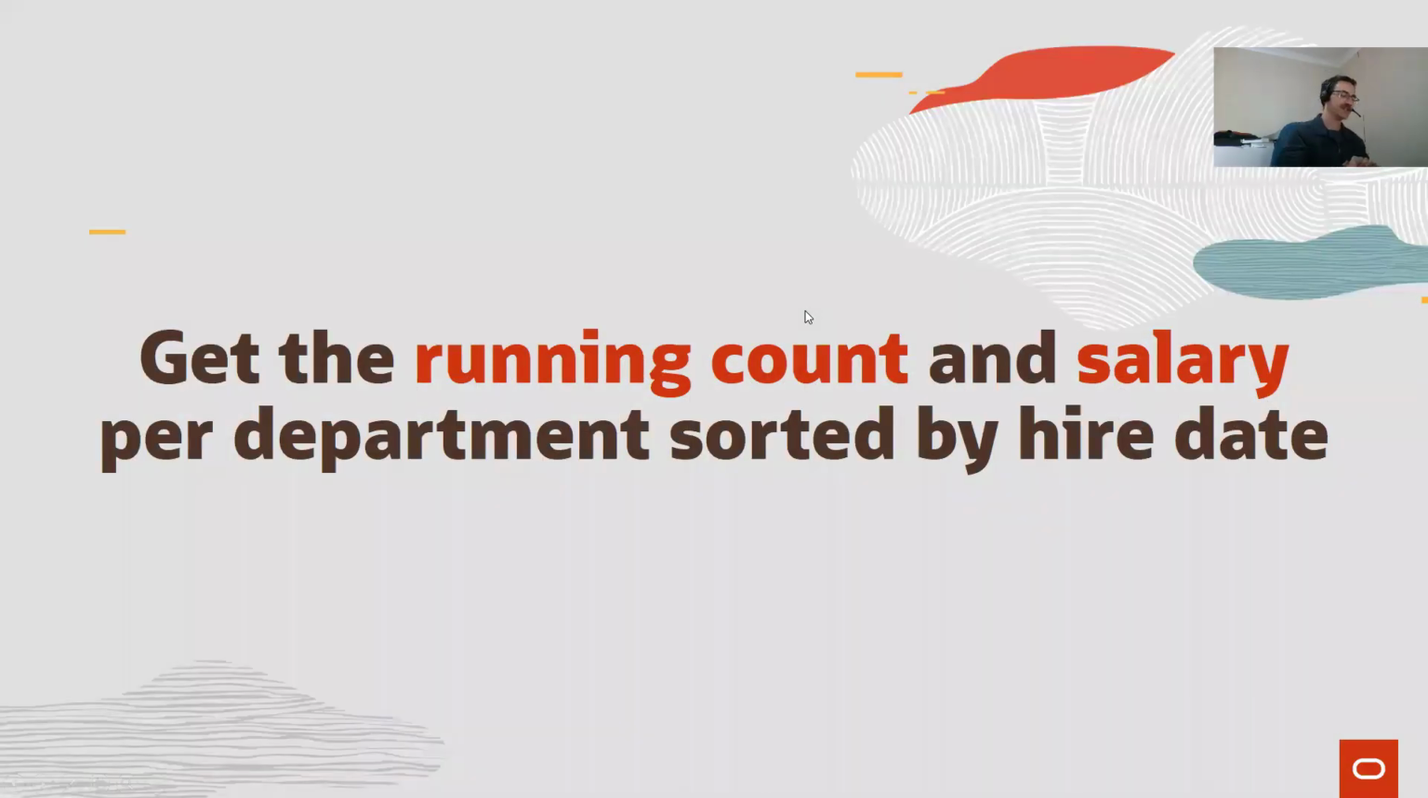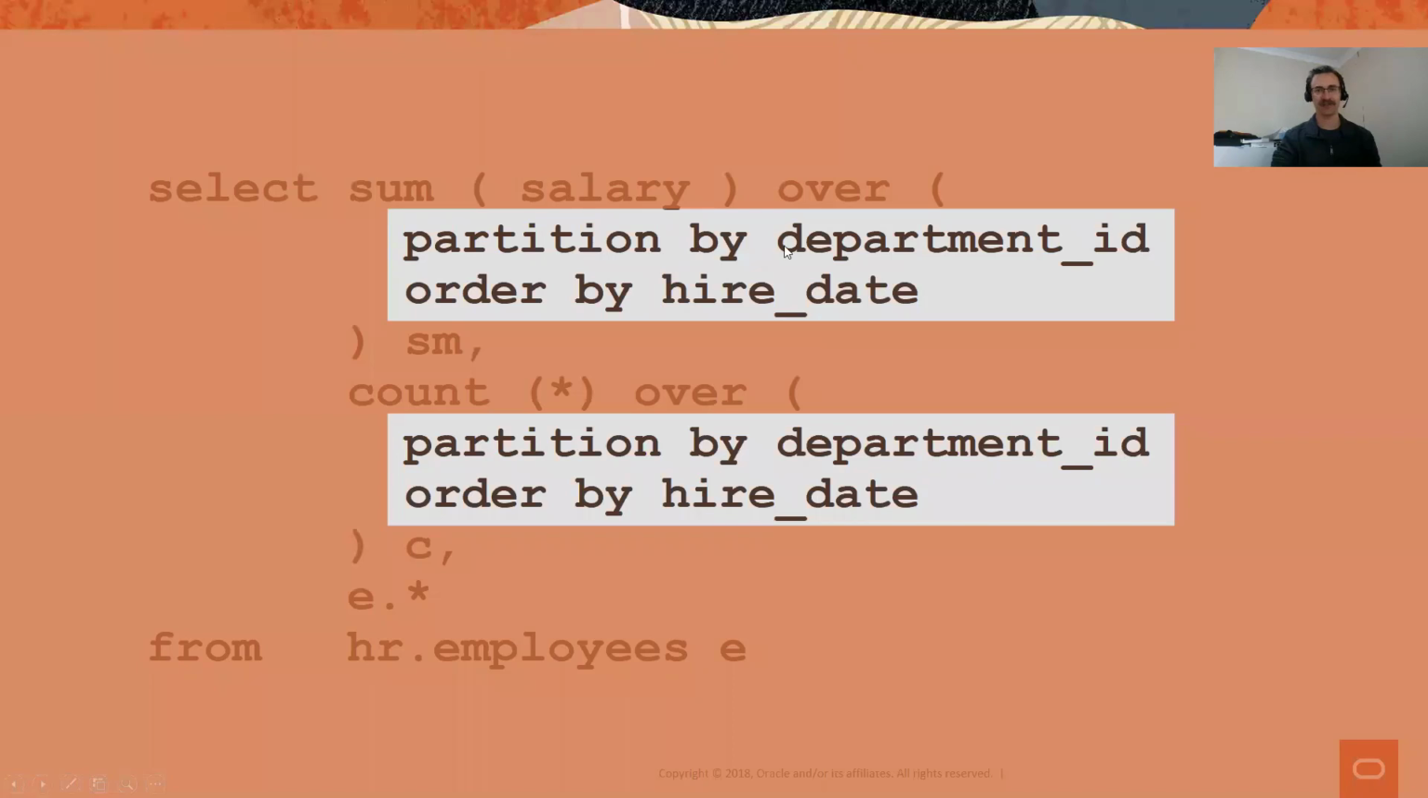All right then, so let's imagine you're asked to do this query. You want to get the running count and salary for each department sorted by the hire date. So we'll use, again, the classic HR employees table. We're partitioning by department, ordering by hire date, sum and count. What's the problem here? Well, we've done exactly the same thing in both of the OVER clauses, duplicating work, just making things harder to maintain, and so on. Be kind of nice if we didn't have to do that, right? If you could just define what that window was in one place.